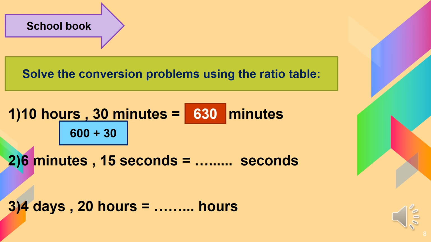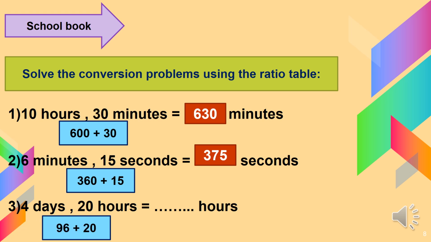Number 2, we have 6 minutes and 15 seconds equals how many seconds. Let's convert 6 minutes: 6 times 60 equals 360, plus 15 equals 375. Number 3, you have 4 days and 20 hours. So convert days to hours by multiplying by 24. 4 times 24 equals 96 hours, plus 20 hours equals 116.